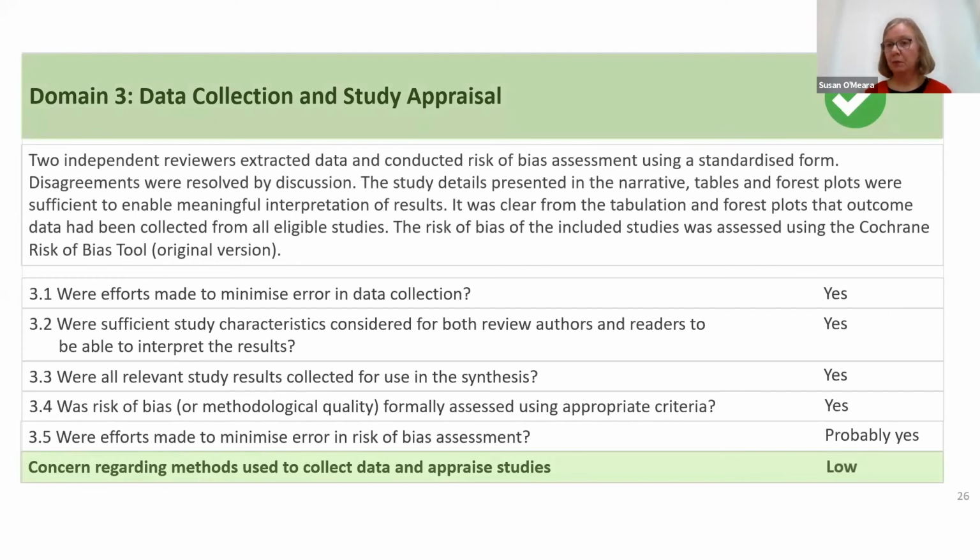So again, this was a good example, but where we see problems, we do see a number of reviews where they purport to be systematic, but actually they don't include any methodological assessment of papers. So obviously, if that was to happen, this would put this domain at high risk of bias, but we're all right for this review.